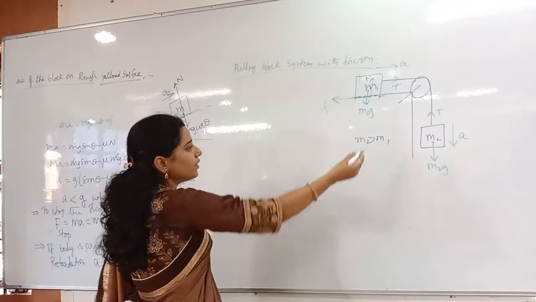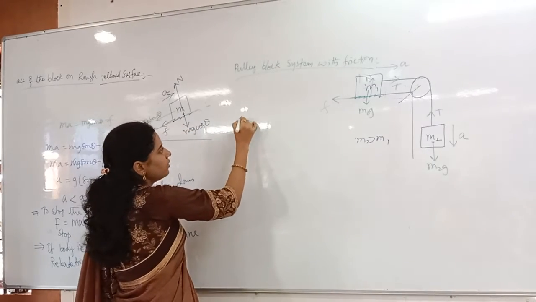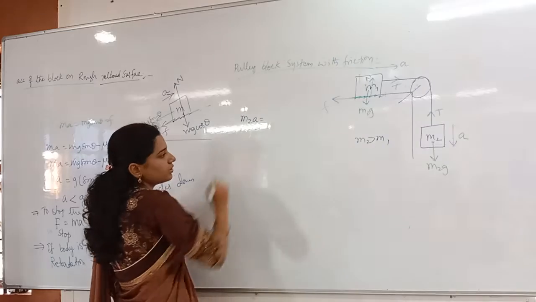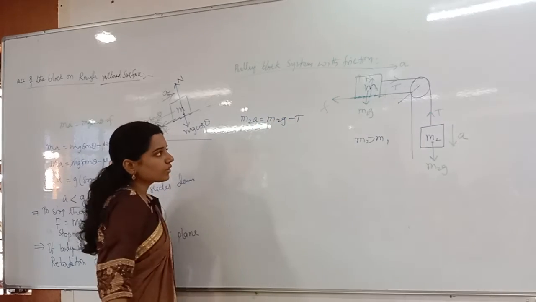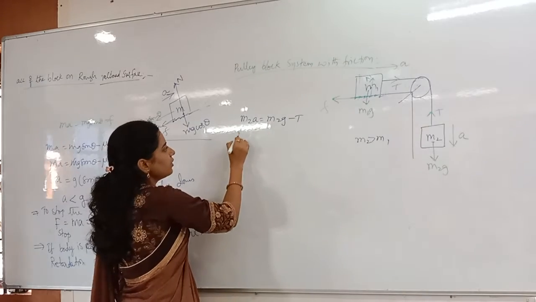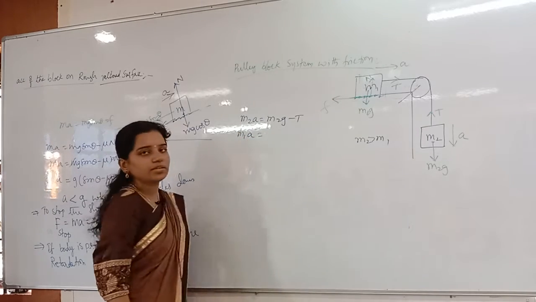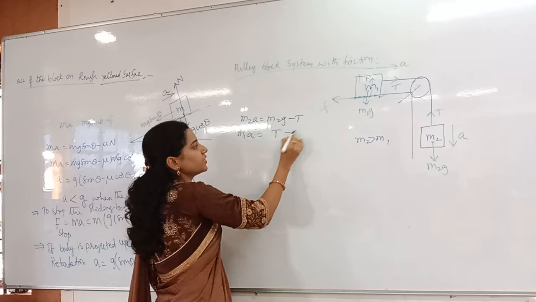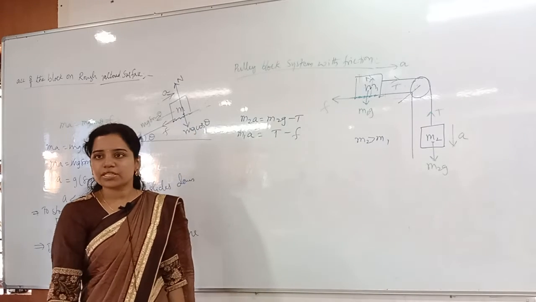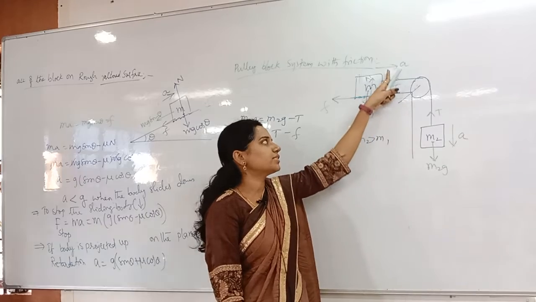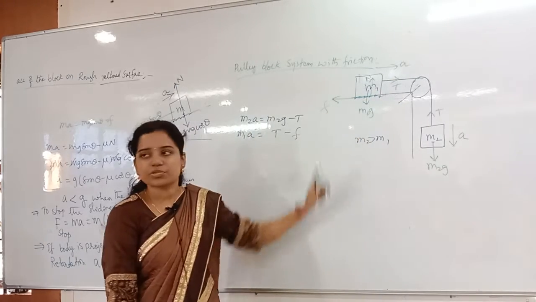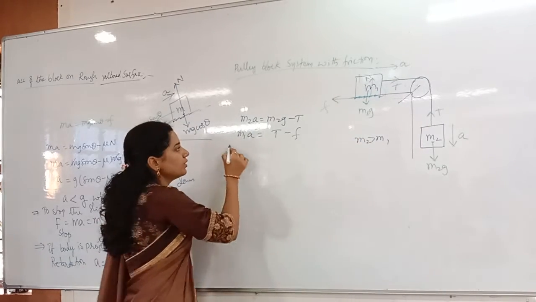Now for the free body diagram of the second one, if you take it, what is the equation? m2a equals, tell me, m2g minus T. And if you take m1, m1a equals what can I write? T minus friction. T minus friction only, right? Only those forces are there. See here, T supports the acceleration and friction is opposing. T minus F.